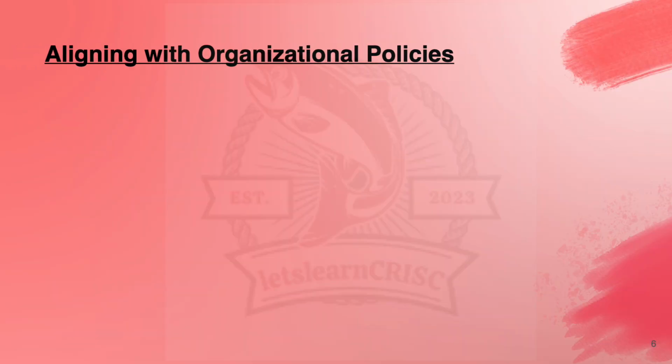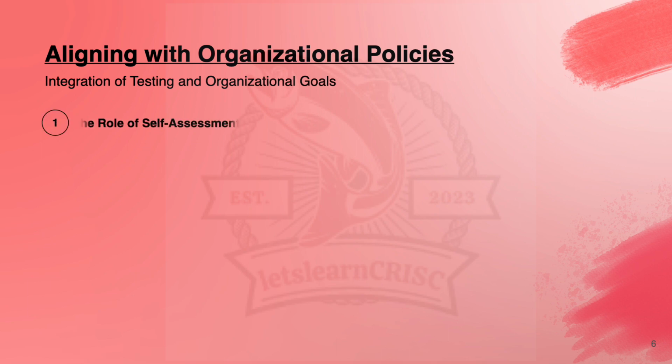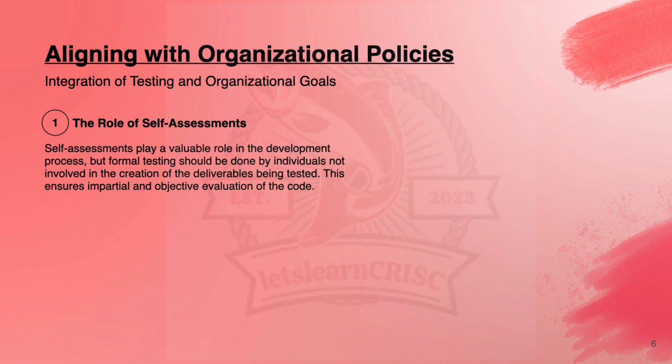Moving next. Next, we'll discuss some alignment with the organization policies, that is integration of testing and organizational goal. First is about the role of self-assessment. Friends, self-assessment plays a valuable role in the development process, but formal testing should be done by the individuals not involved in the creation of deliverables being tested.